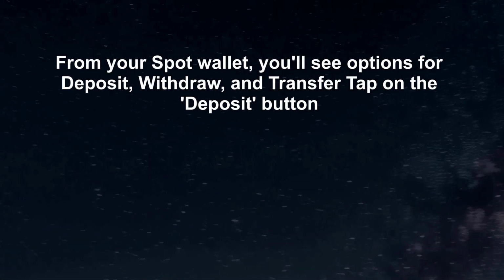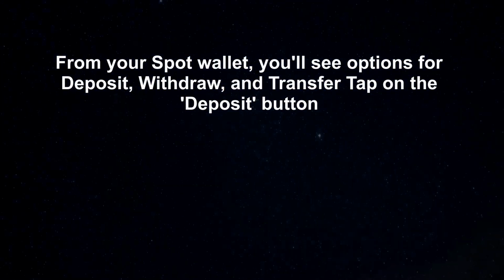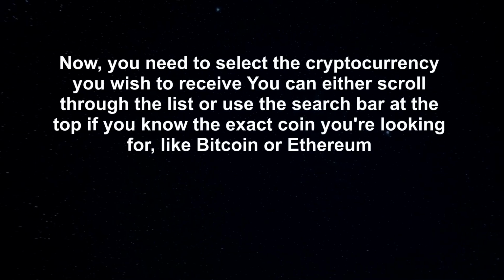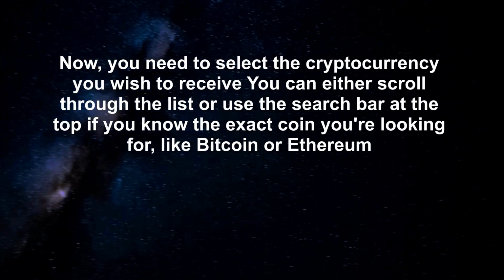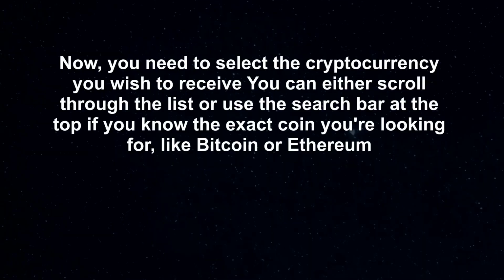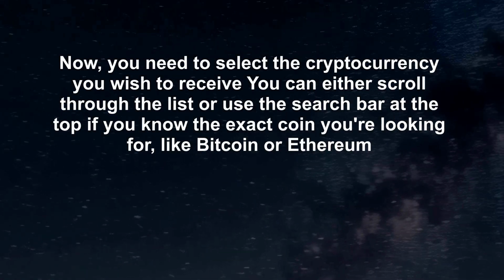From your Spot wallet, you'll see options for deposit, withdraw, and transfer. Tap on the deposit button. Now, you need to select the cryptocurrency you wish to receive. You can either scroll through the list or use the search bar at the top if you know the exact coin you're looking for, like Bitcoin or Ethereum.